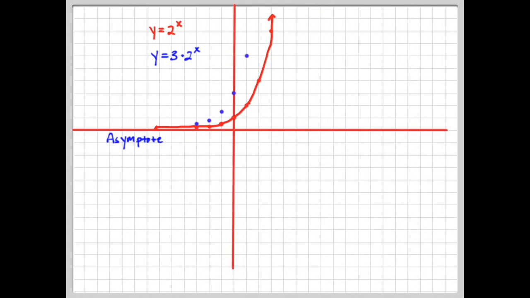Now I want you to notice something about all these points. The y value here is 3. The y value here is 1. 1 times 3 is 3. The y value here is 2. The y value here is 6. 2 times 3 is 6. So all of our y values get multiplied by 3, which is what stretches this graph vertically.